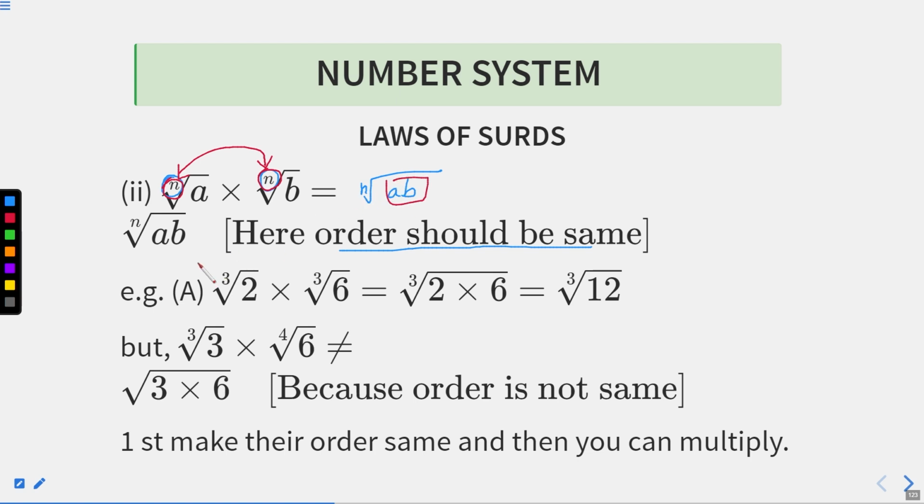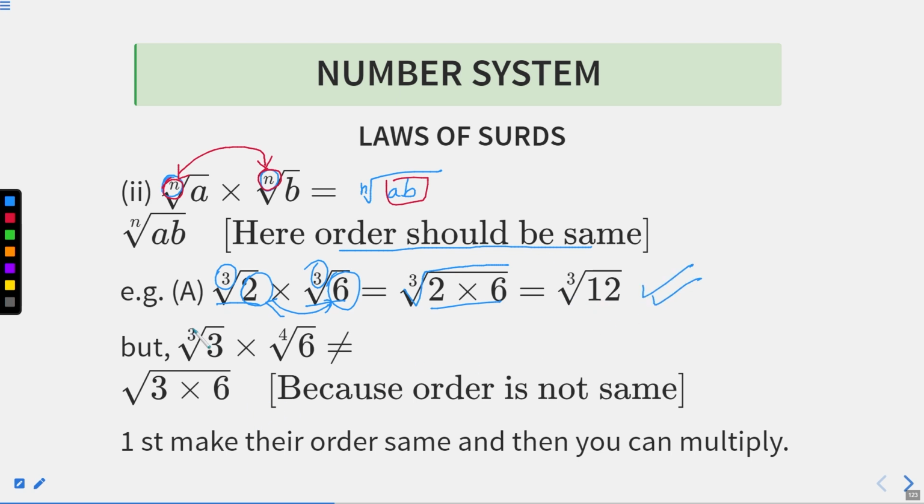Okay, for example, let's see. The cube root of 2 times the cube root of 6, we can rewrite it from the above law, because the order is the same, this value is the same, and we can multiply the inner values. The inner values get multiplied, and the root of the same order is applied. So the cube root of 2 times 6, which is the cube root of 12.